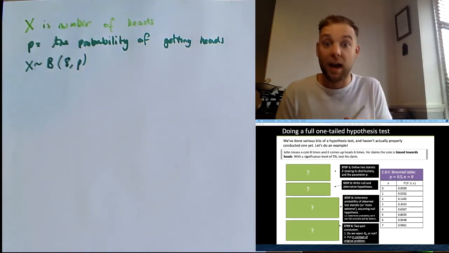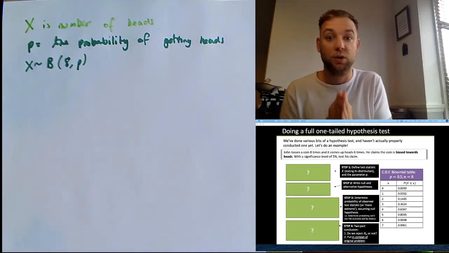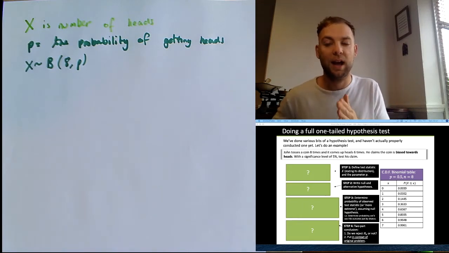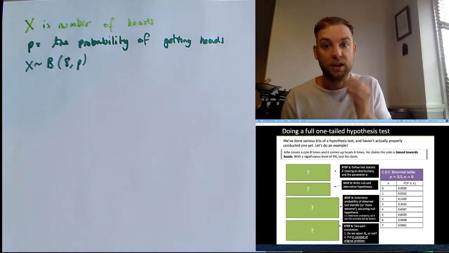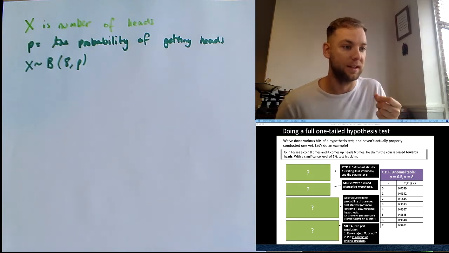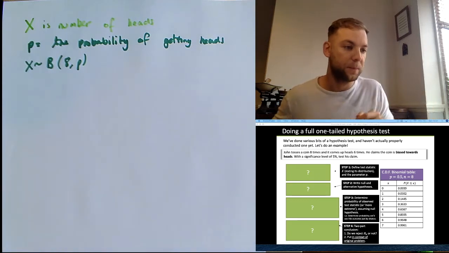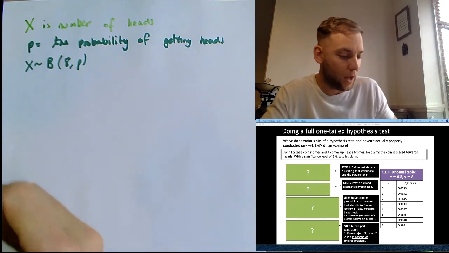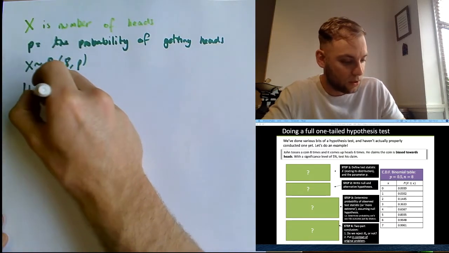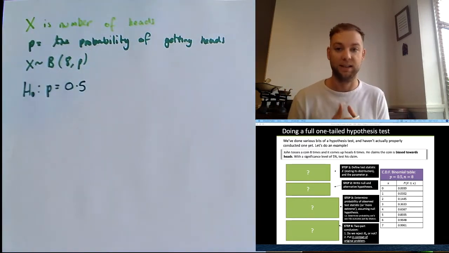Remember, a hypothesis test is looking at 2 different things. The null hypothesis is your original hypothesis. In this case, it's that the coin has a 50-50 chance, so 0.5 of getting heads. We also have an alternate hypothesis. We define our null hypothesis first: H0 is that the probability is equal to 0.5.